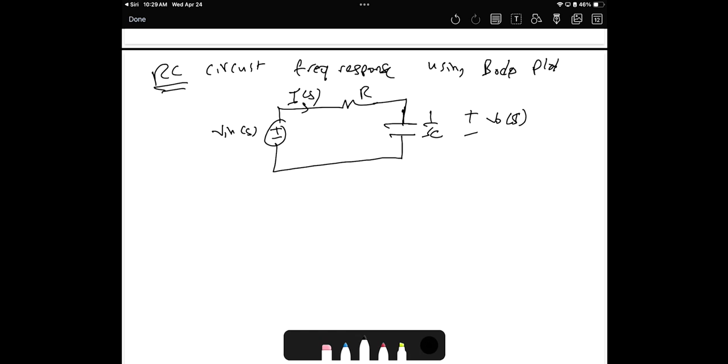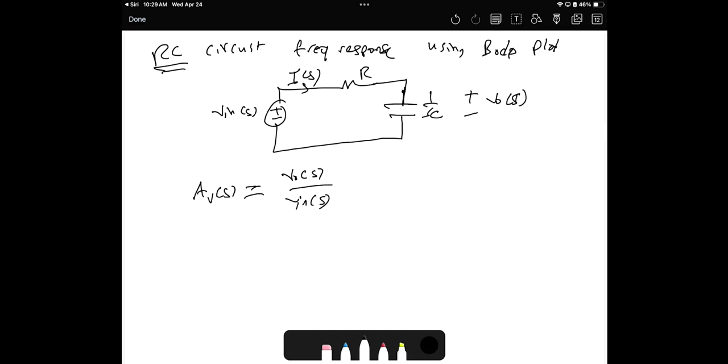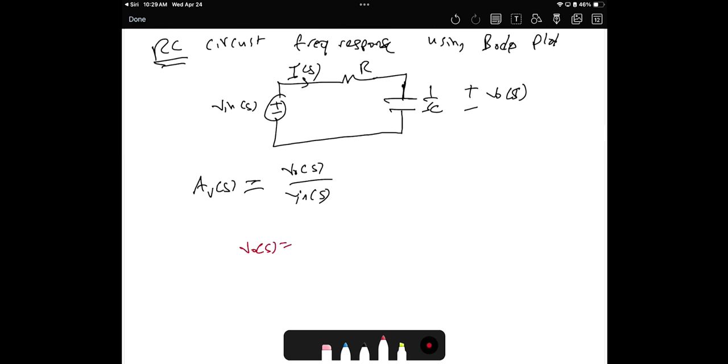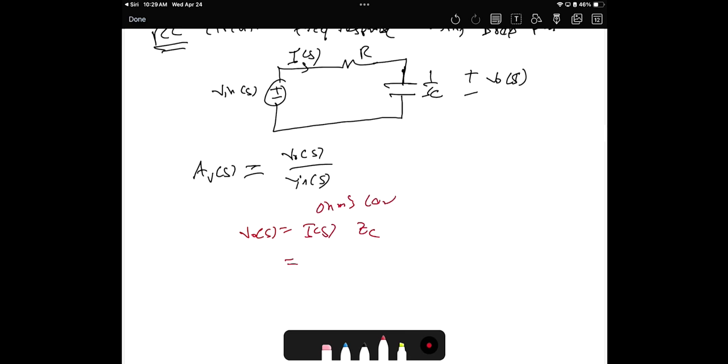So basically, the transfer function A, I mention sub V because it's voltage, is obviously V of S over V input of S. Now the question is, what's V input of S? What's V of S? We can say like the following. V of S, we can apply Ohm's law, which is I of S times Z of the capacitor, so which is going to be I of S times 1 over SC.